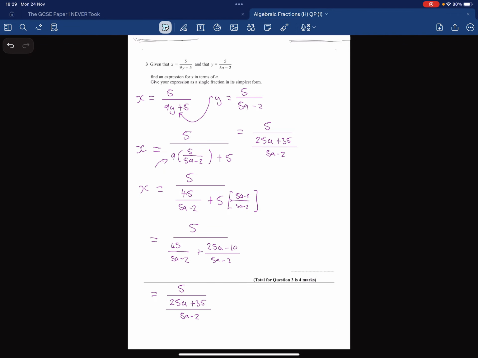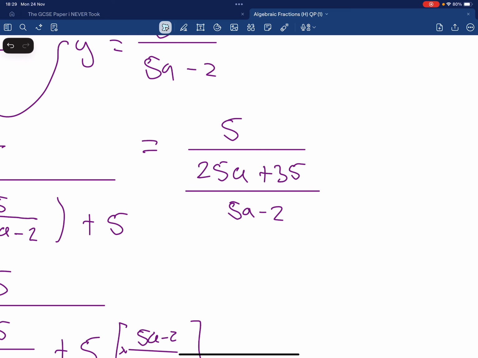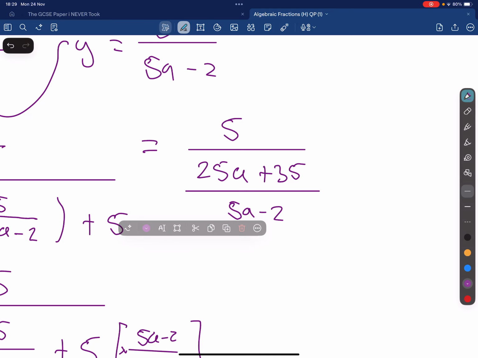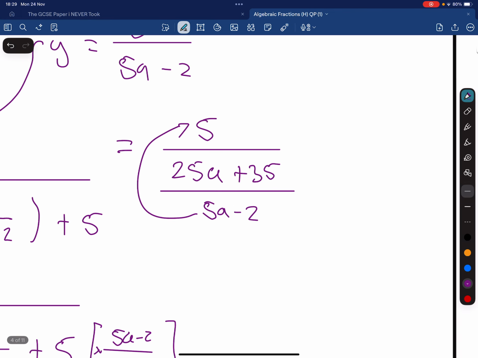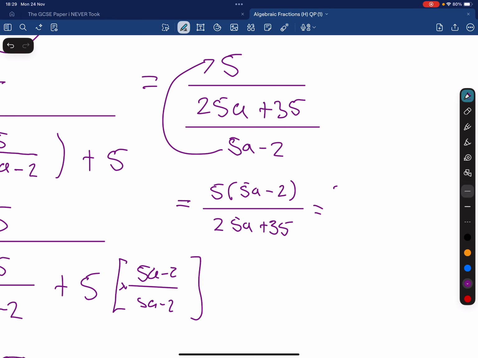Let's bring it up to like this section. So what I need to do now is, with these sort of fractions, you can take this up to the top. So this is then 5 times 5a minus 2 over 25a plus 35, and that is equal to 25a minus 10 over 25a plus 35. And there we are.